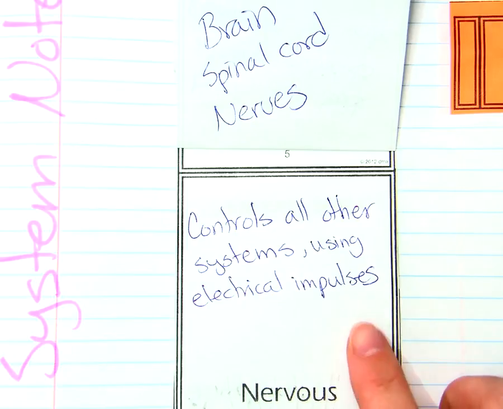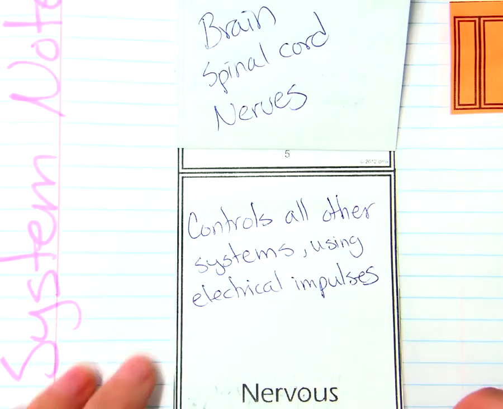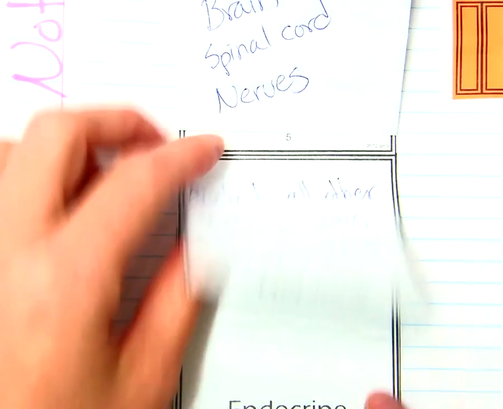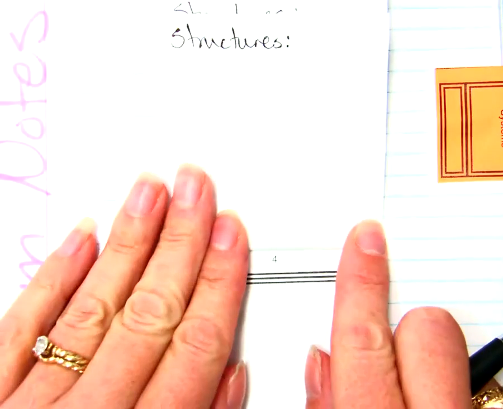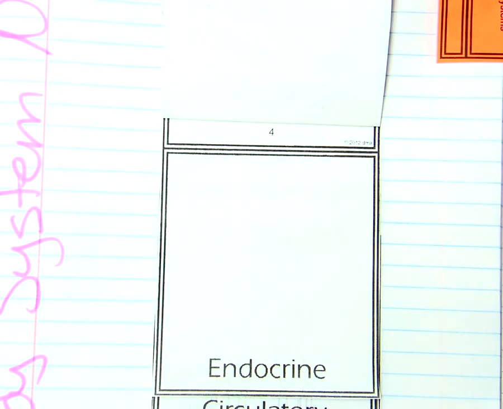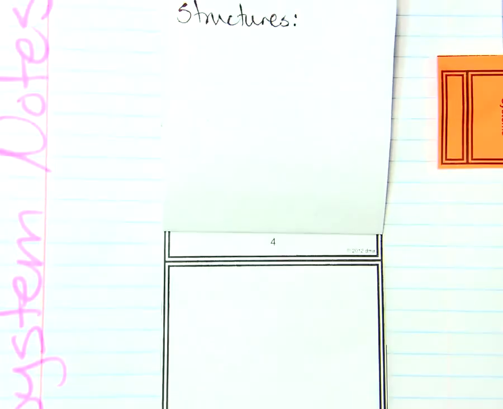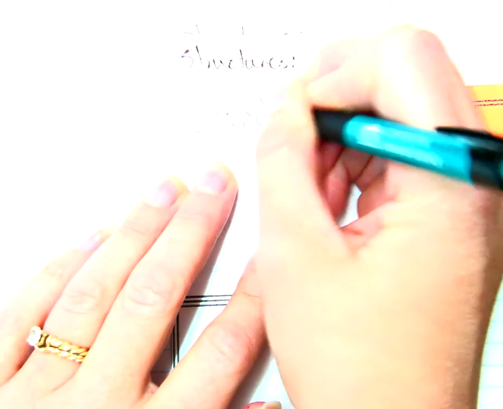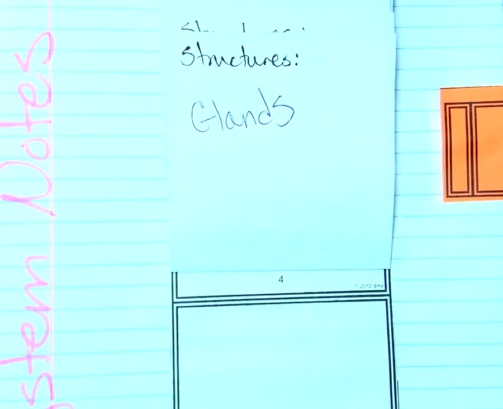Yes? Mm-hmm. Good here? Okay, endocrine system is our next one. We have lots of various glands.